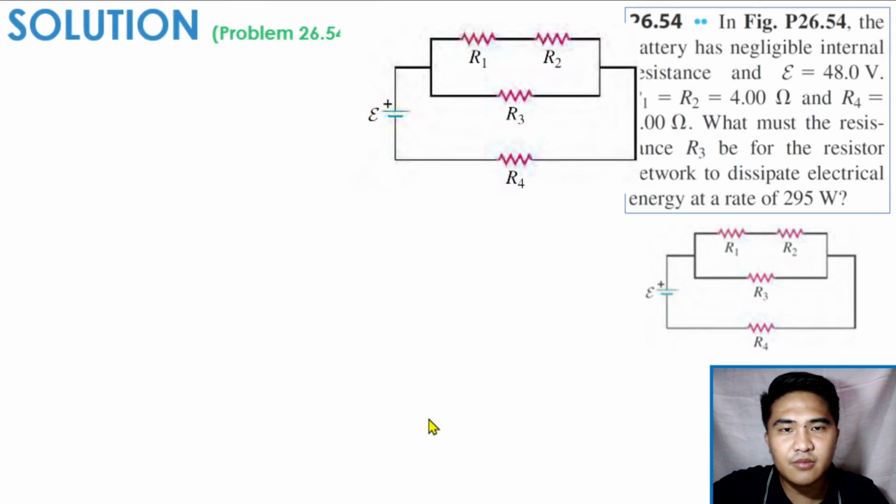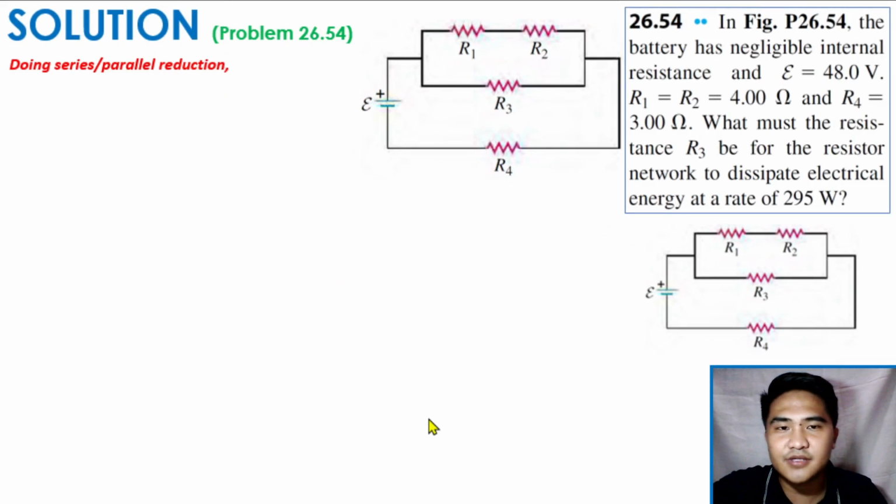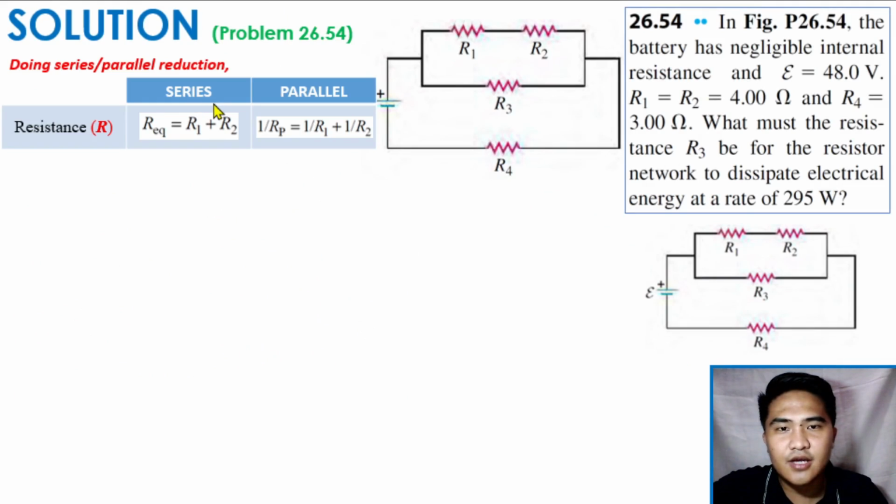To solve this problem, we will do series parallel reduction. In series connection, the total resistance is given by this formula, and in parallel connection, the total resistance is given by this formula. First, resistors 1 and 2 are both 4 ohms and they are in series connection. Therefore, by applying this formula, we will get 8 ohms.